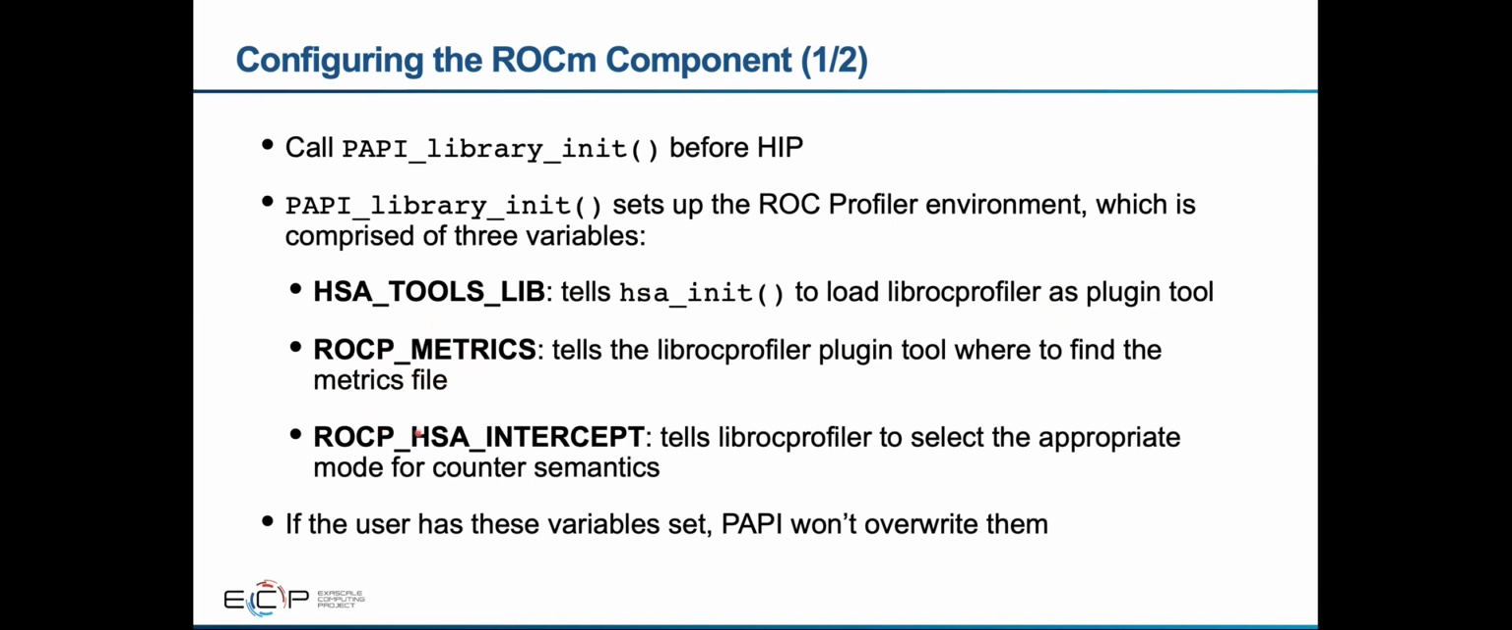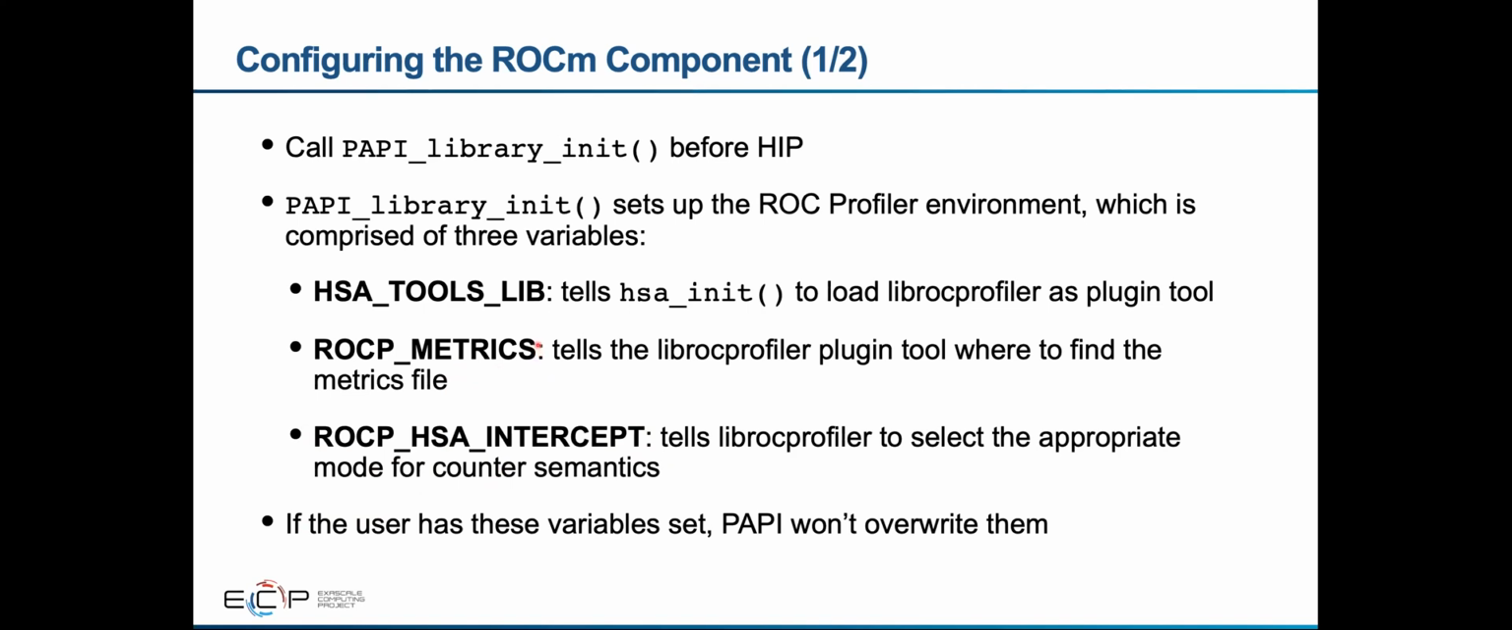ROCP_HSA_INTERCEPT is the environment variable that is under user control and can be used to set the profiling mode in order to select the desired counter semantics. The users are also free to set any of these variables themselves, and PAPI won't override them.